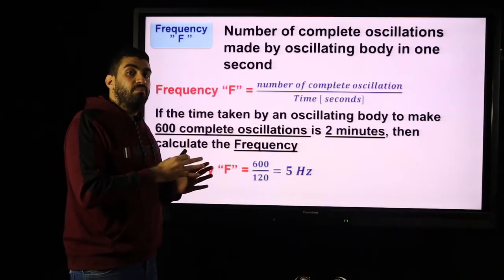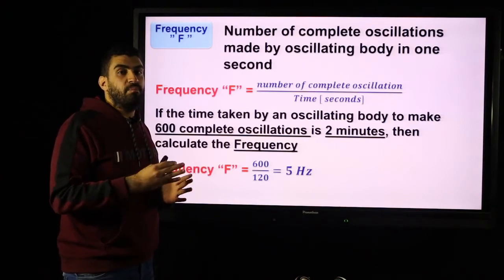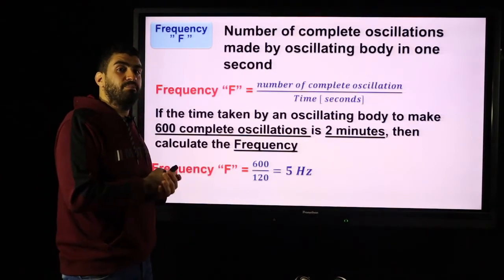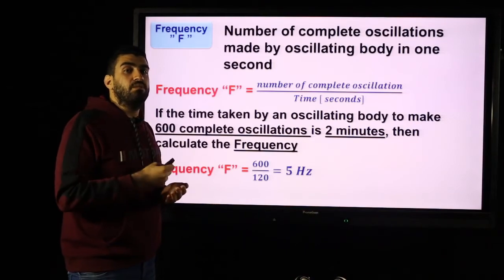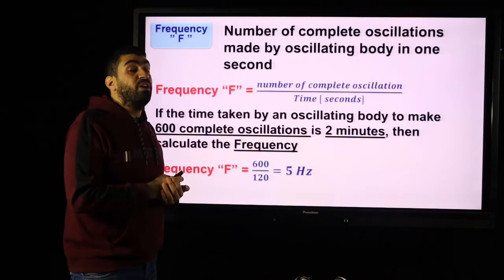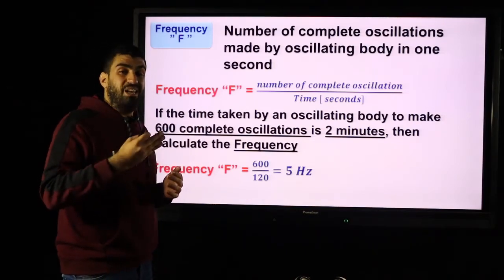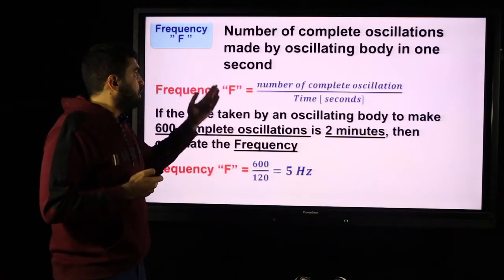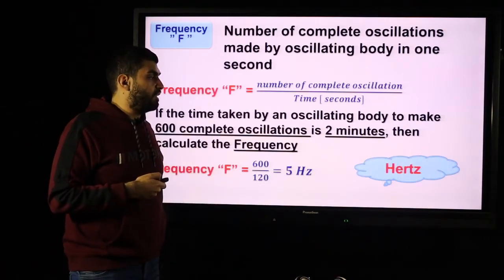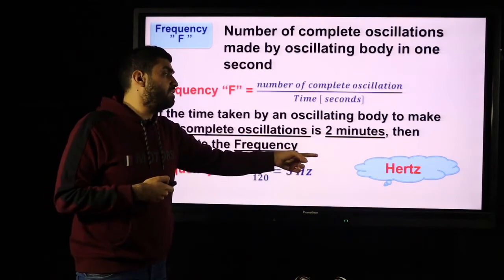Every physical quantity has a measuring unit. For example, mass is measured by kilogram. Weight is measured by Newton. Distance is measured by meter. Amplitude is measured by meters. Frequency is measured by hertz. The measuring unit of frequency is hertz.